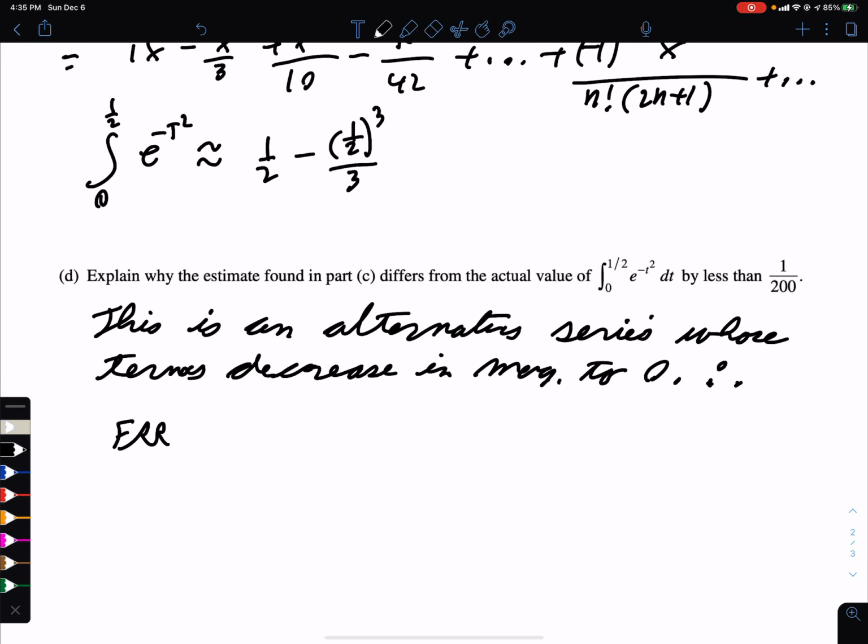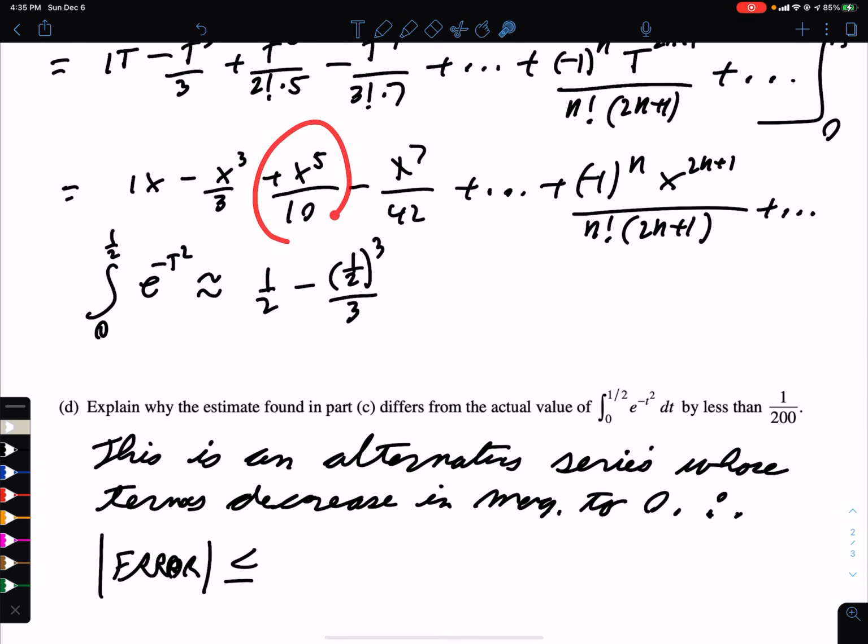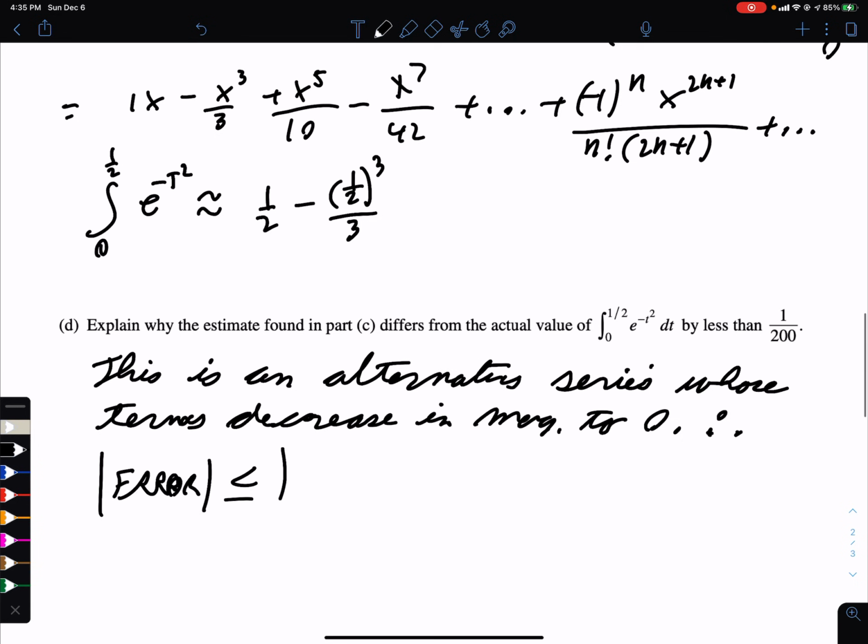Therefore, the error, or absolute error, is less than or equal to the next term. We only use the first two, so it's going to be the third term. Absolute value, x is 1/2, so it's 1/2 to the 5th over 10, which hopefully is less than 1 over 200, and we're going to be done. What's 2 to the 5th power? 4, 8, 16, 32. So it's 1 over 320, which is going to be smaller. So cha-ching, we are finished. Bam. And that is it.